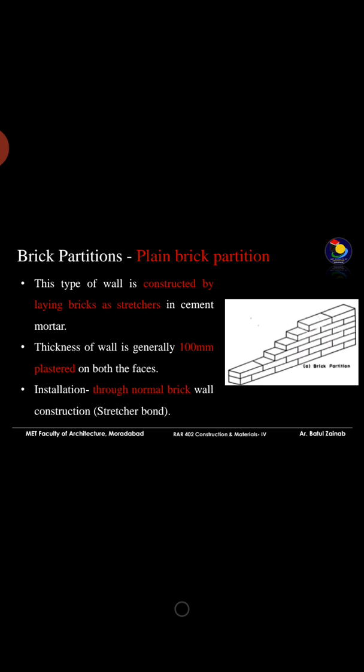This type of wall is constructed by laying bricks as stretchers in cement mortar. Generally, we make the stretcher bond. Thickness of wall is generally 100 mm plastered on both the faces. Talking about the installation, they are normally constructed through the stretcher bond only.